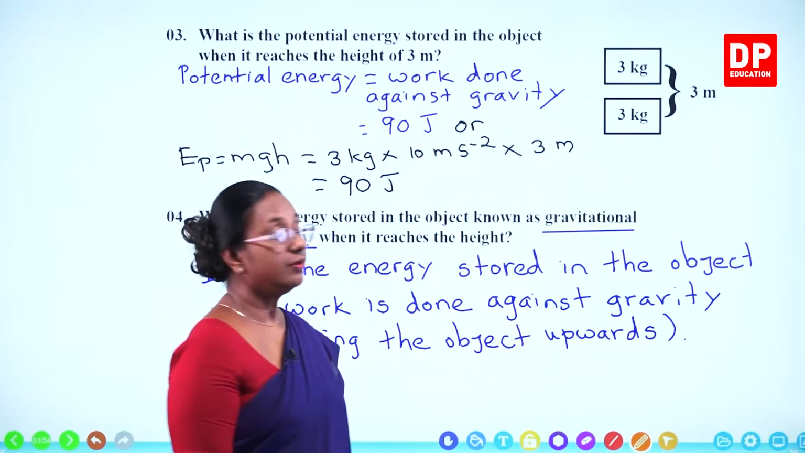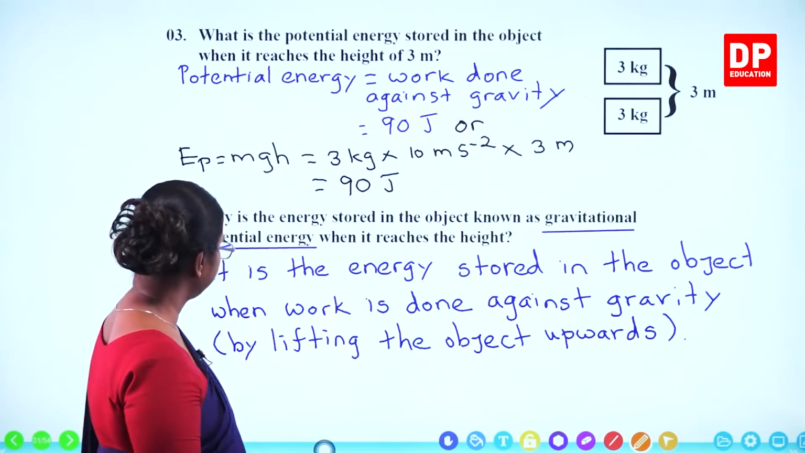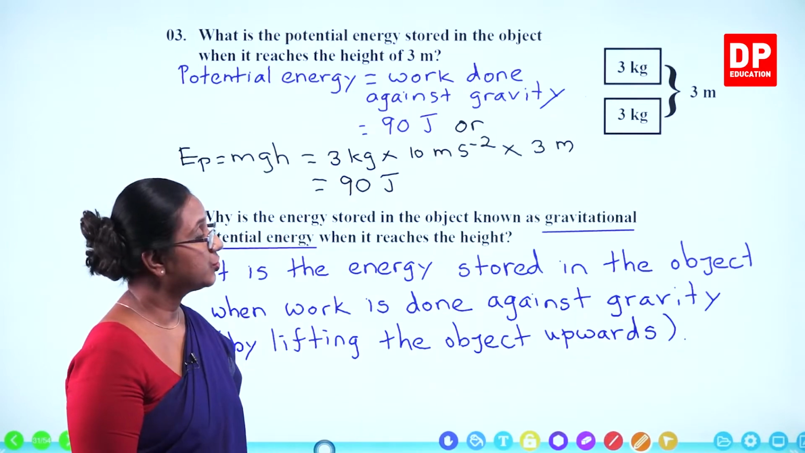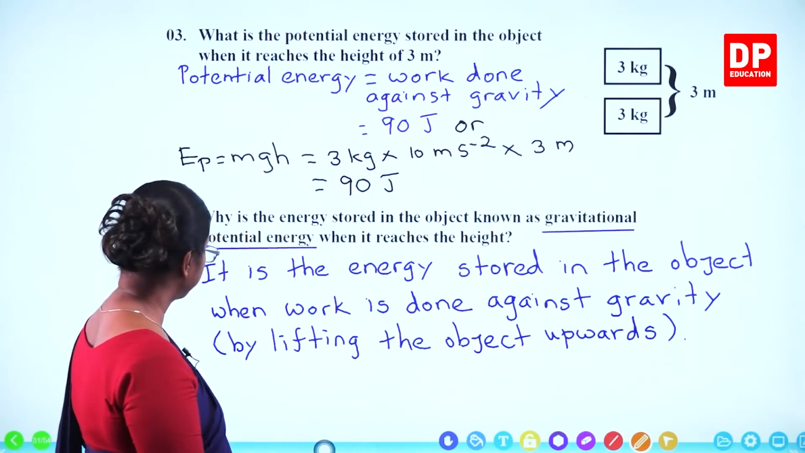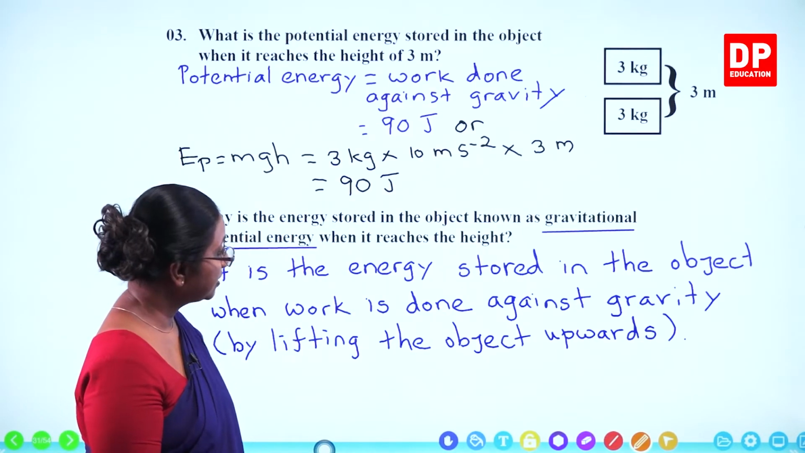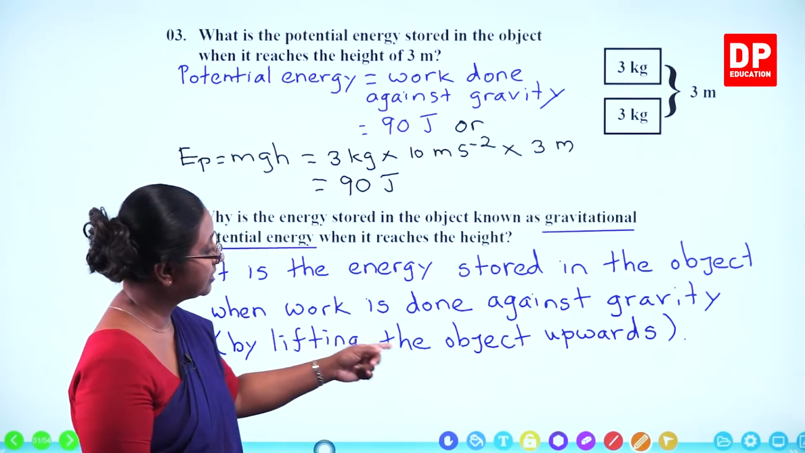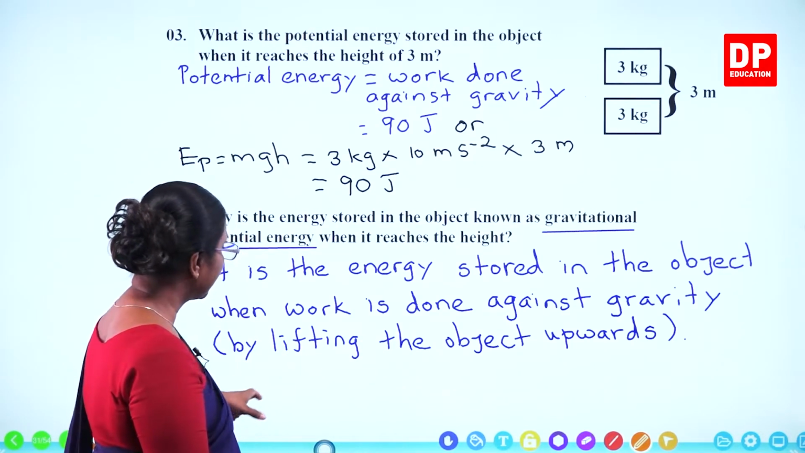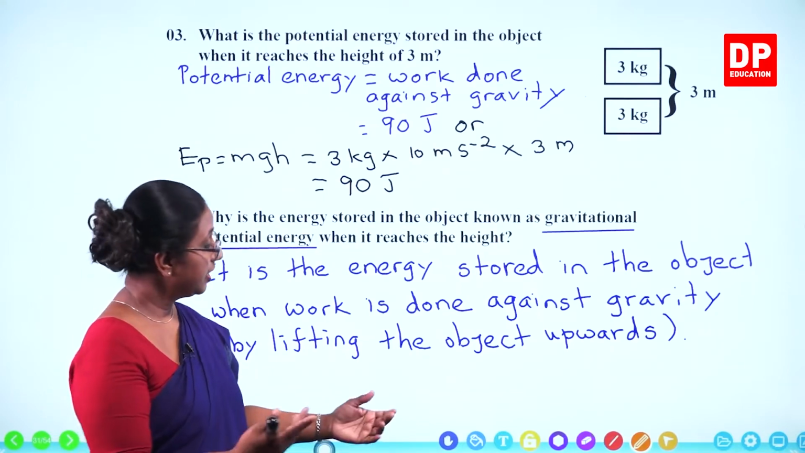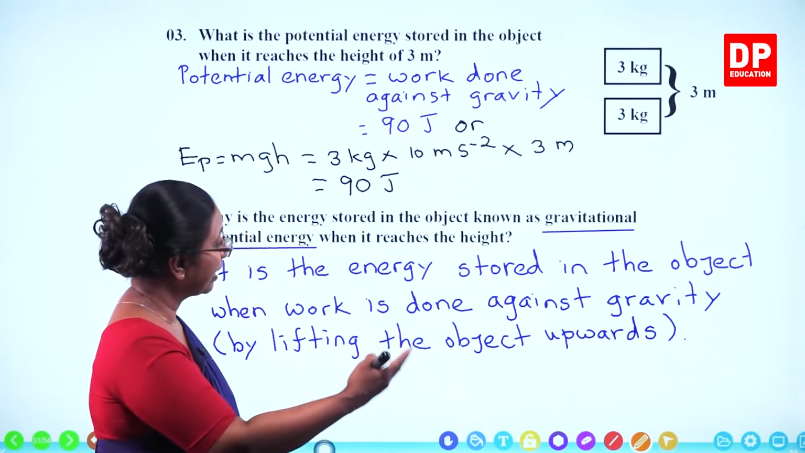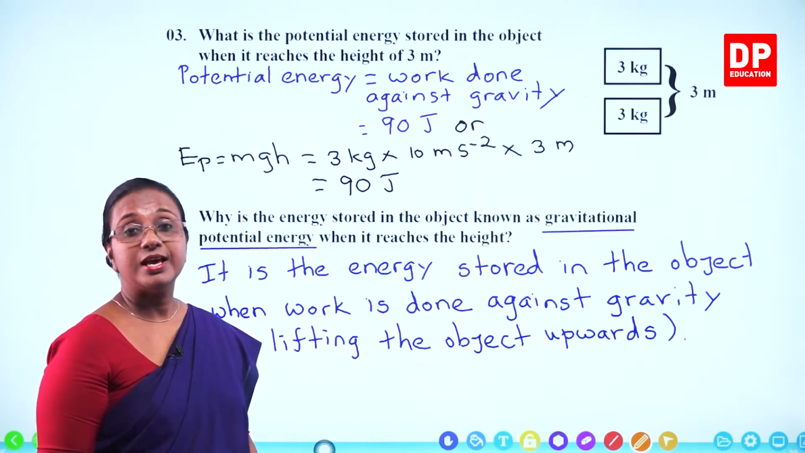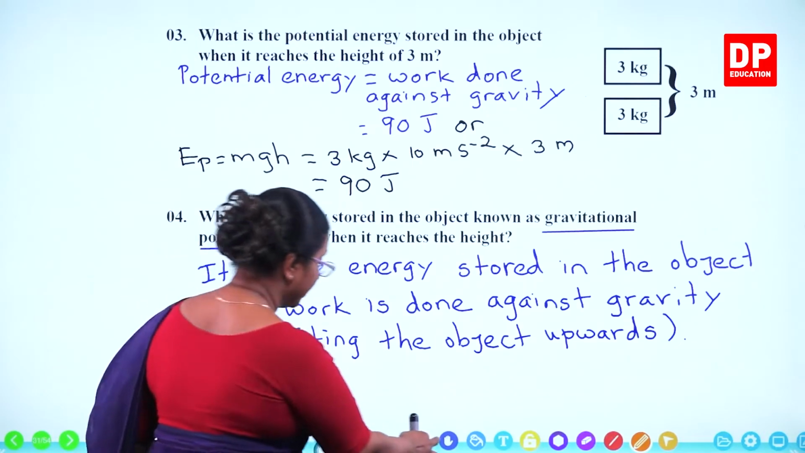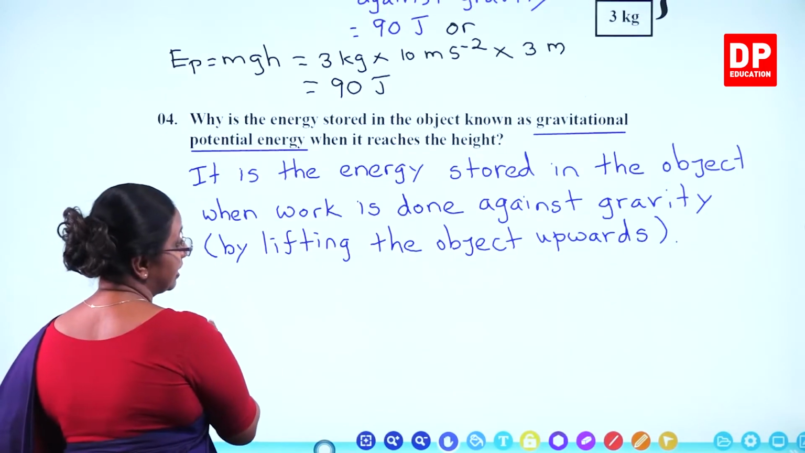So that is why we do work against gravity. So that is why it is known as gravitational potential energy. It is the energy stored in the object when work is done against gravity. That is by lifting the object upwards. If you want that, you can say that is why the energy is known as gravitational potential energy. That is to complete the answer.